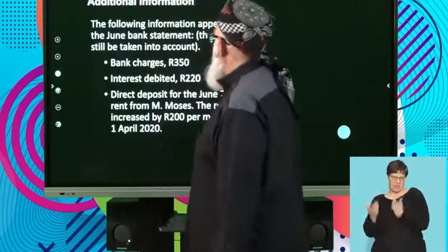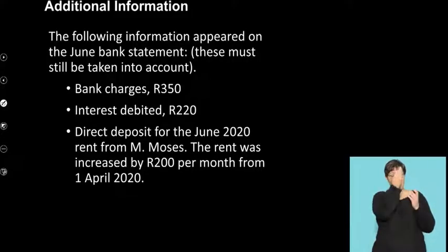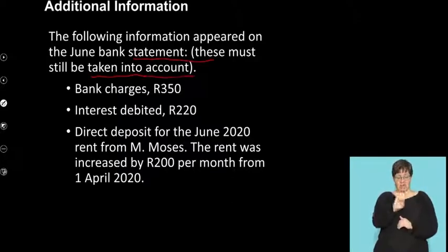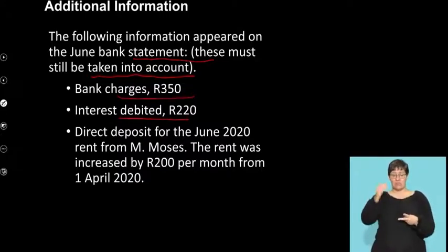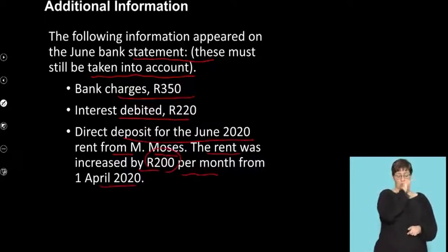Okay, so here we go. The following information appeared in the June bank statement. These must still be taken into account. There's bank charges of 350, interest is debited of 220. There's a direct deposit for the June 2020 rent from M. Moses. The rent was increased by 200 Rand per month from the 1st of April 2020.